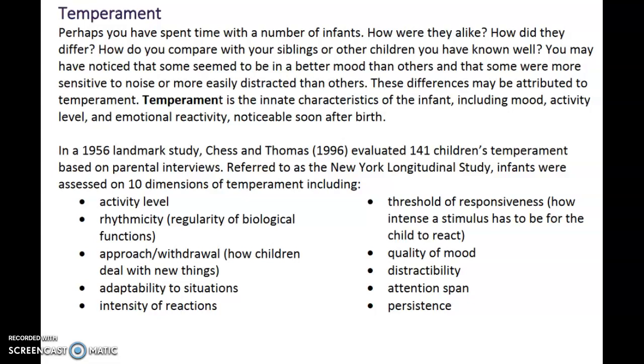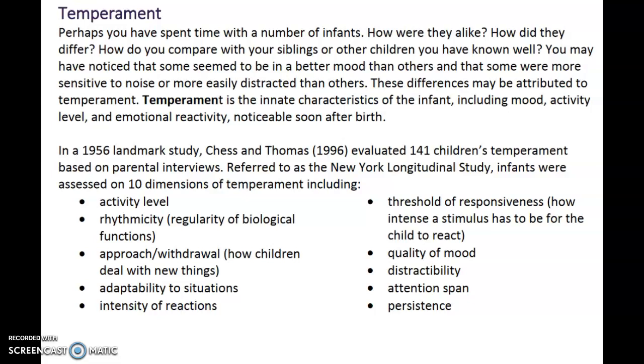I really wanted to dive into this concept of temperament and bring your focus to what temperament is. We hear the word temperament quite a bit when we talk about children and their personalities, but we really want to distinguish it from personality, and we'll get into personality a little bit later this semester, and how that forms.